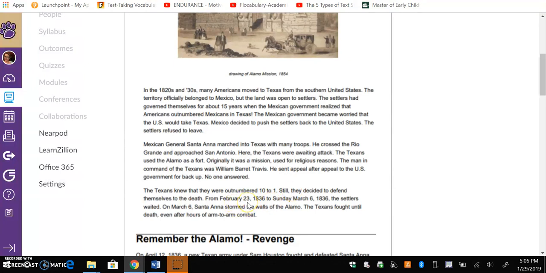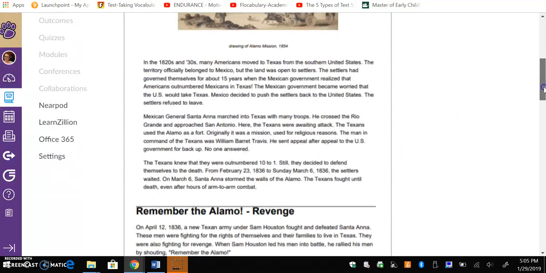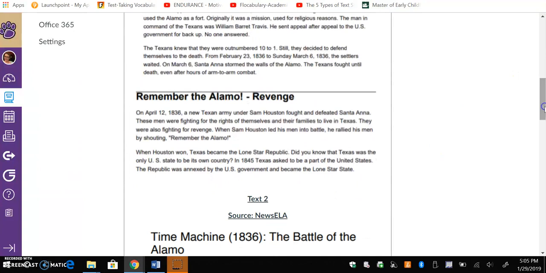From February 23, 1836 to Sunday, March 6, 1836, the settlers waited. On March 6, Santa Anna stormed the walls of the Alamo. The Texans fought until death, even after hours of arm-to-arm combat. Remember the Alamo. Revenge. So here's another subheading.